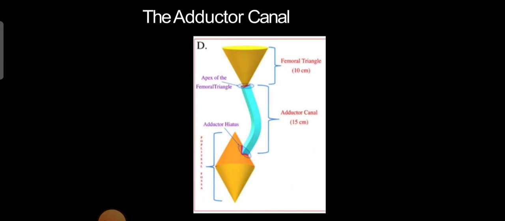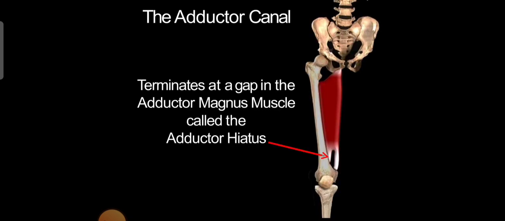So here we can see the schematic diagram to understand how the adductor canal is located. It is extending from the apex of femoral triangle up to the adductor hiatus. Then from here the femoral vessels reach to the popliteal fossa, and now the femoral vessels are termed as popliteal vessels. So this is the adductor hiatus, which is the fifth osteoaponeurotic opening in the adductor magnus.